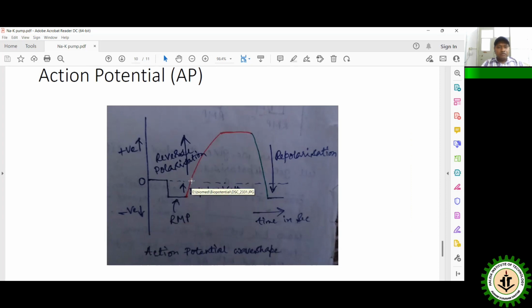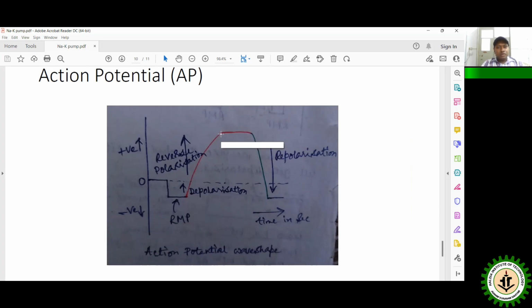Then it will be reverse polarized. That means it is now getting some positive values. We will not call it the RMP right now, as it will have another value than RMP. At RMP it was minus 90, but now during reverse polarization it has some positive value, that means greater than zero. It is reverse polarized.